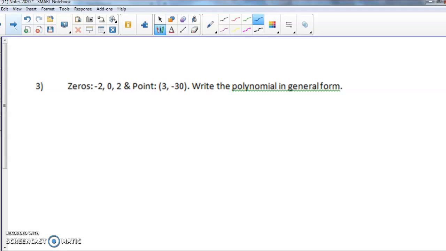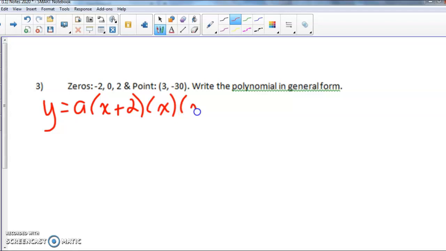Okay? So it starts out the same way as it did before. We're going to start with, I don't know the a value, and I need all the zeros. So if there's a 0 at -2, there's a factor at x plus 2. If there's a 0 at 0, its factor is just x. I mean, you could say x minus 0 or x plus 0, but that's not going to change anything. If there's a 0 at +2, the factor is x minus 2.